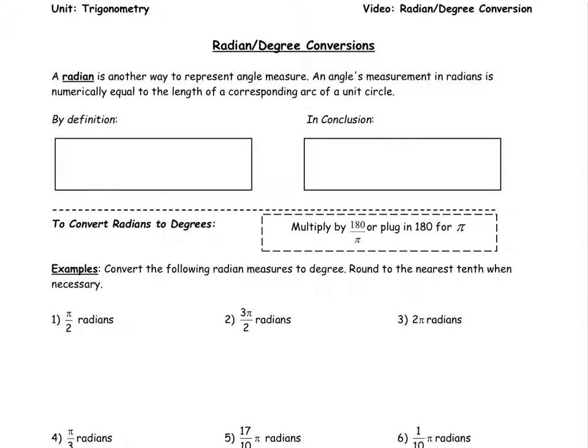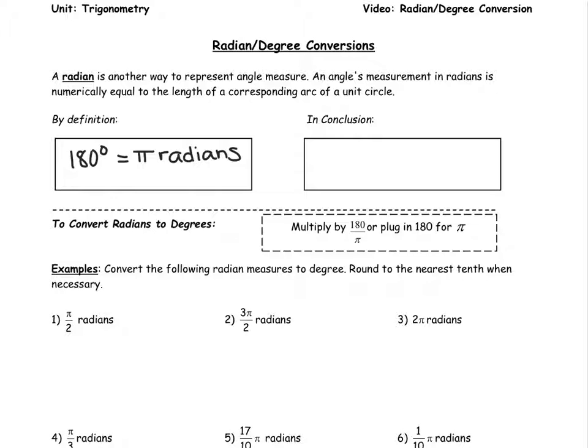I want you to think of radians kind of just like inches and feet. There are 12 inches in 1 foot, and that's the conversion. So I'm going to give you the conversion. The conversion is that 180 degrees is equal to pi radians. That is the conversion, just like 3 feet is equal to 1 yard and 12 inches is equal to 1 foot.